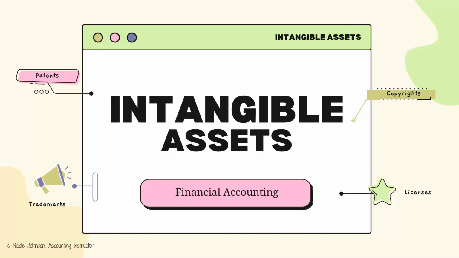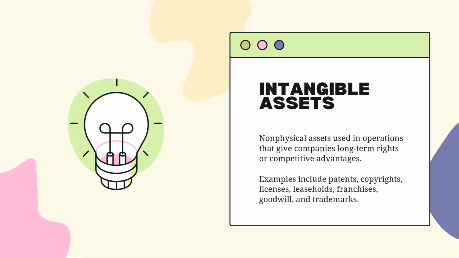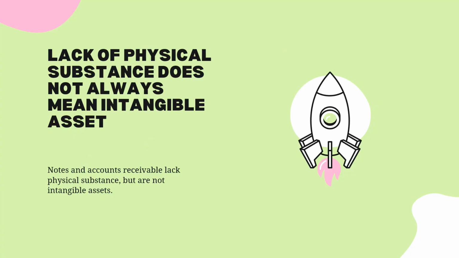Now we're going to take a look at intangible assets. Intangible assets are non-physical assets used in operations that give companies long-term rights or competitive advantages. Examples of these would include things like patents, copyrights, licenses, leaseholds, franchises, goodwill, and trademarks.